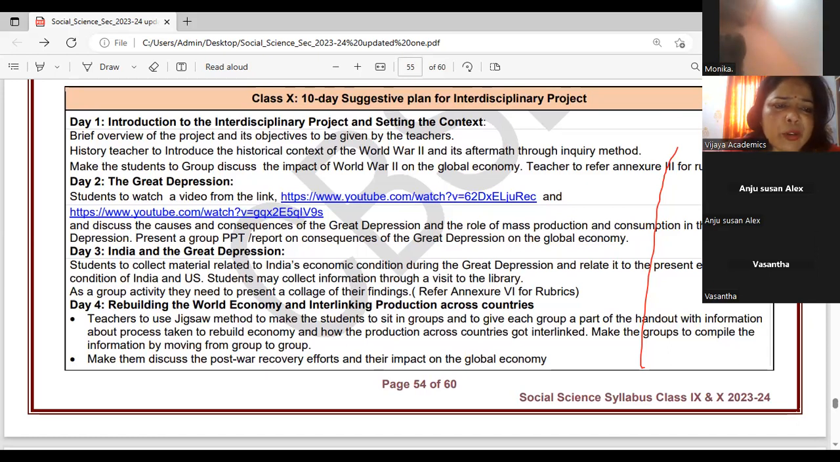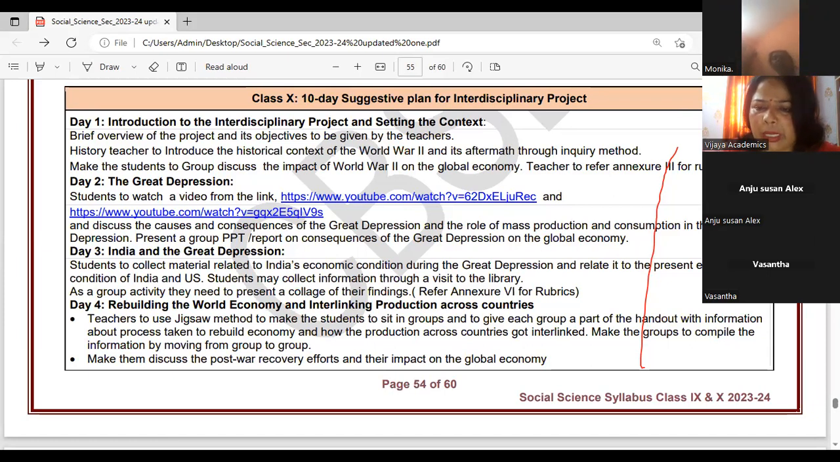Day 1, introduction to the interdisciplinary project and setting the context. Brief overview of the project and its objectives to be given by the teachers. History teacher to introduce the historical context of World War II and its aftermath through inquiry method. Make the students group discuss the impact of World War II on the global economy. Teacher to refer annexure 3 rubrics. Second day, the Great Depression.